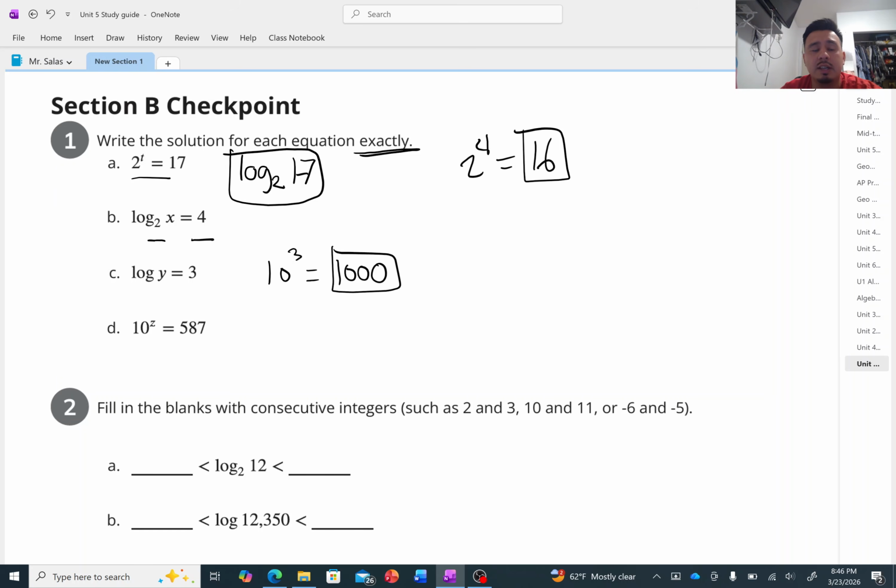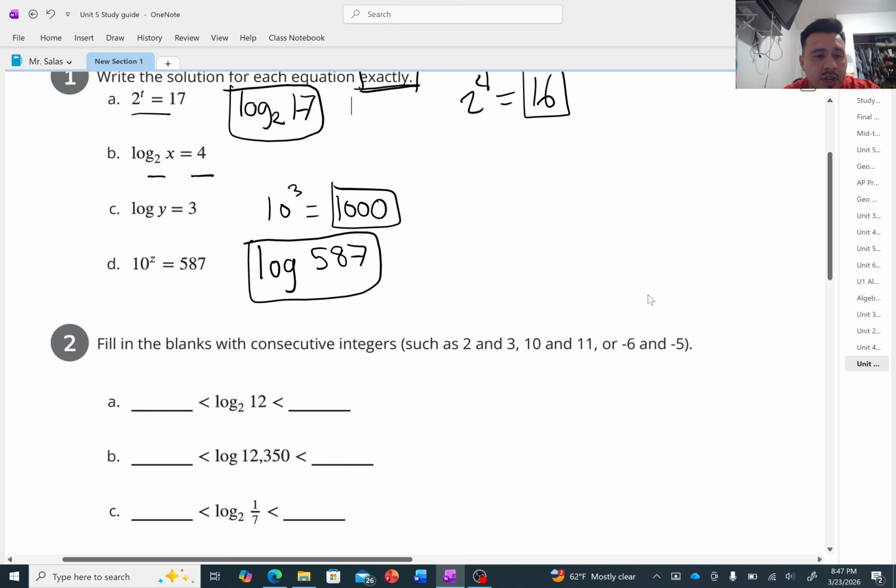Let's look at the next one. It's similar to A. 10 to some power will equal 587. So now I can just write it as log base 10. Again, I can write the 10, or if I don't want to write the 10, I can erase it. That's up to you. But I can say log base 10 of 587. If I type that into the calculator, I will get 2.768, and then the decimal keeps going on forever and ever. I see that it's a decimal, so this is going to be my final answer. Again, the key word is that they want an exact answer, okay?